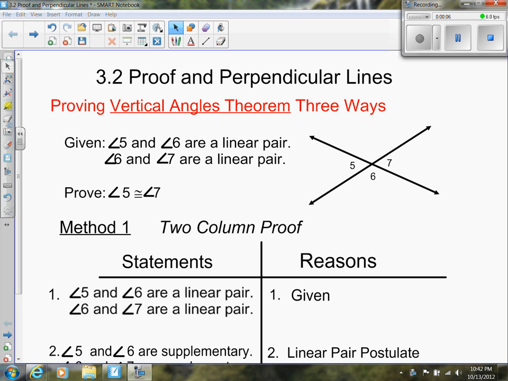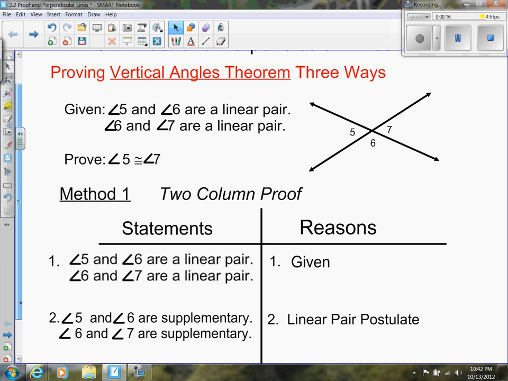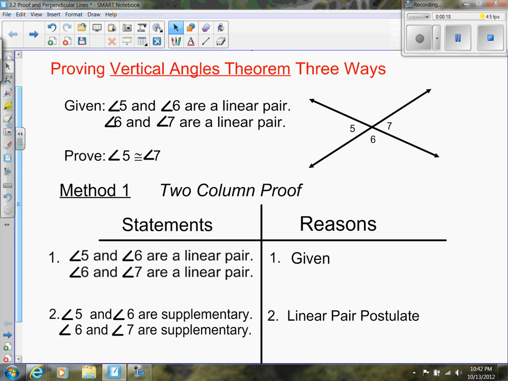So in 3.2, we want to focus on different ways we can prove things. So far, we talked about a two-column proof. As you see in this quick example, we're going to prove the vertical angle theorem three ways with three formats. The proof is going to be the same, in three different formats. The first one is that two-column proof.